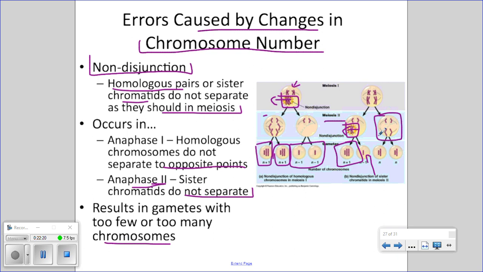and with proper separation of the sister chromatids, these gametes here have the correct number of chromatids at the end of meiosis 2. So meiosis can cause an increase in chromosome number or a decrease in chromosome number in some gametes.